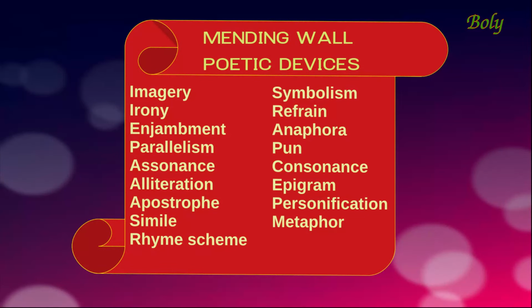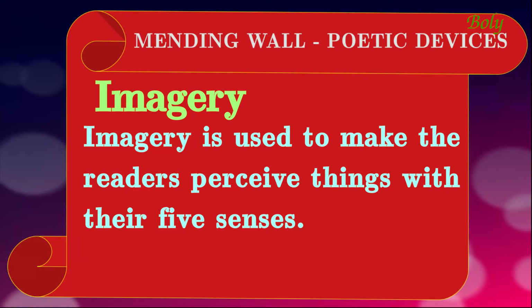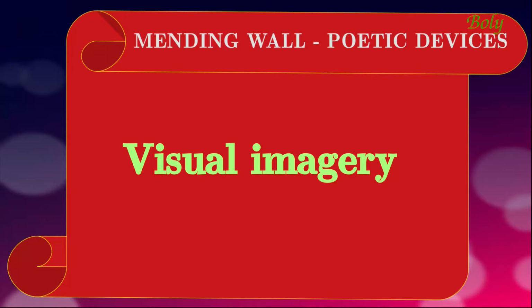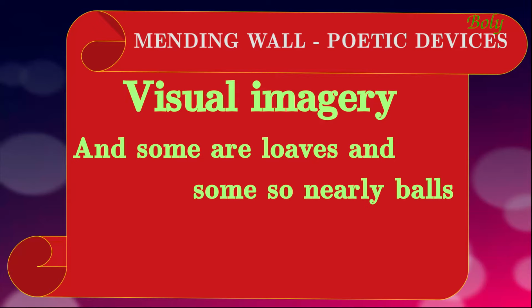A major device used by Robert Frost is imagery in the poem Mending Wall. Imagery is used to make the readers perceive things with their five senses. Frost uses visual imagery for a better understanding of the story. For example, the line, "And some are loaves and some are nearly balls." Here he gives the word picture of the stones to get a clear idea of the shape of the stone.